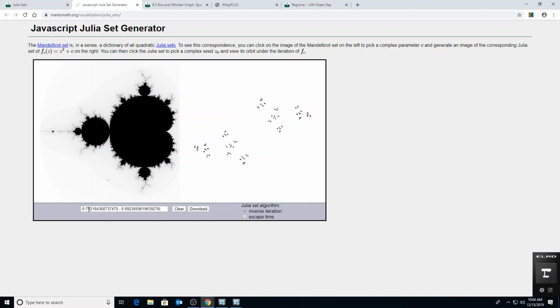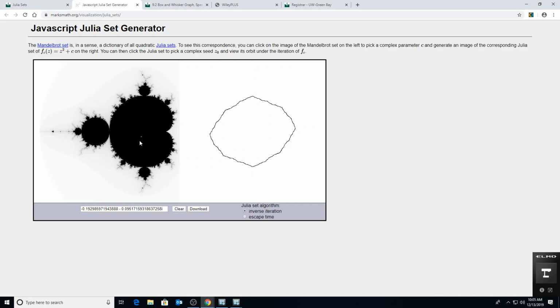Here's the Julia set that goes with negative 0.79 minus 0.89i. So I'm going to pick some more. Who remembers the difference between Julia sets that go with numbers that are in the Mandelbrot set? So here's a number that's in the Mandelbrot set's Julia set. And here's a Julia set that's not in the Mandelbrot set. So for the number negative 0.7 minus 0.5i, which is not in the Mandelbrot set, here's the Julia set that goes with it. Anyone remember the difference? What's the difference?